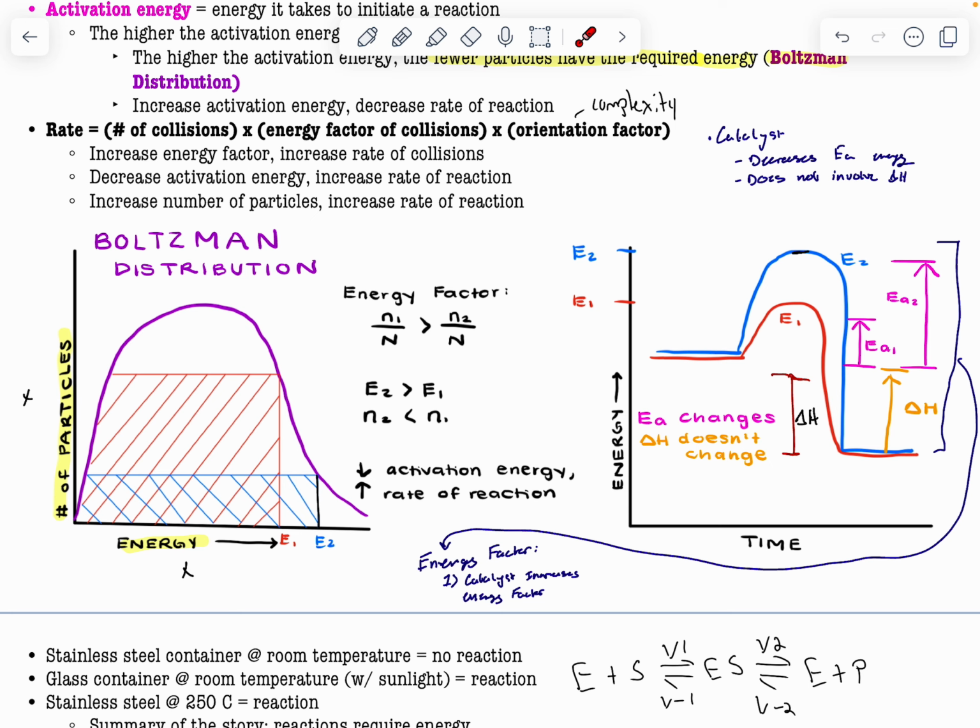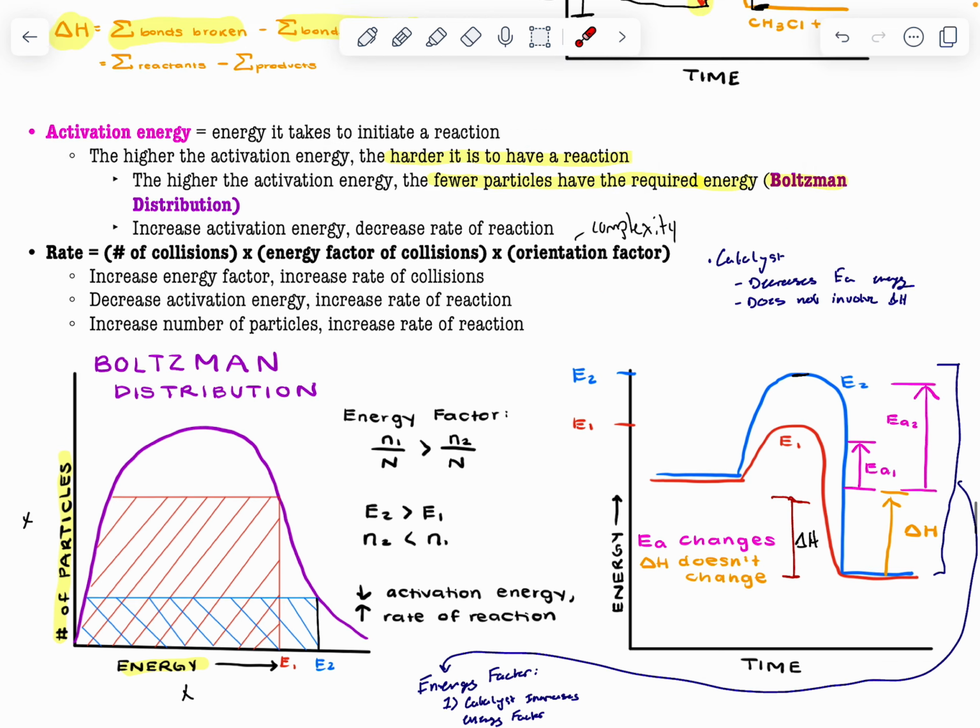Secondly, if we increase the energy factor, we increase the rate of collisions. This is basically saying that if we add energy to the system, we are adding energy to these marbles, and these marbles are going to be connecting with each other a lot more and transferring a lot more energy. If we decrease the activation energy, we increase the rate of the reaction.